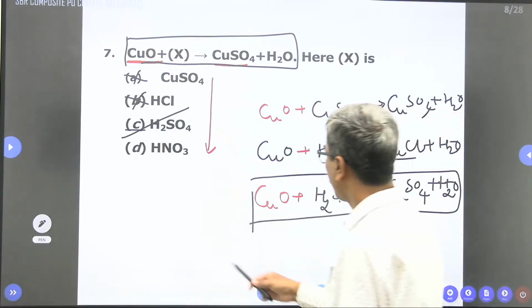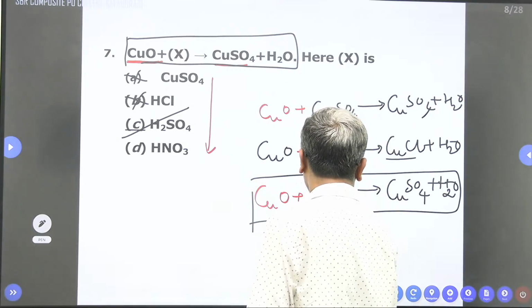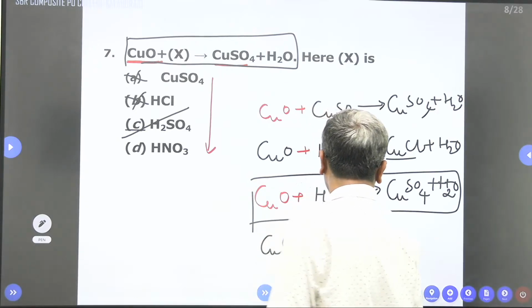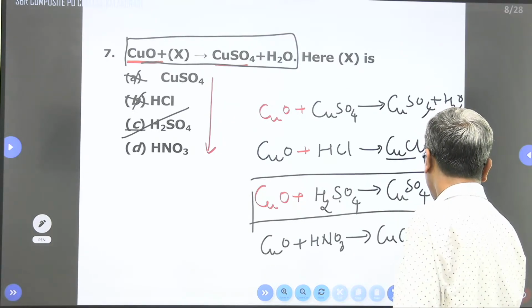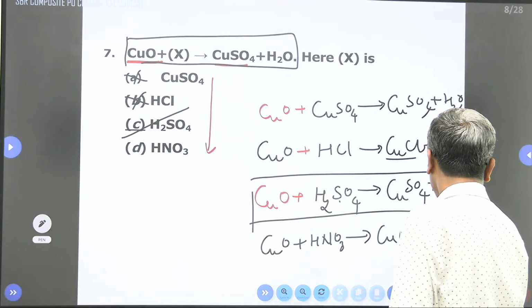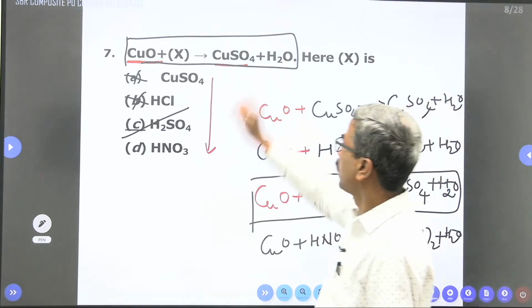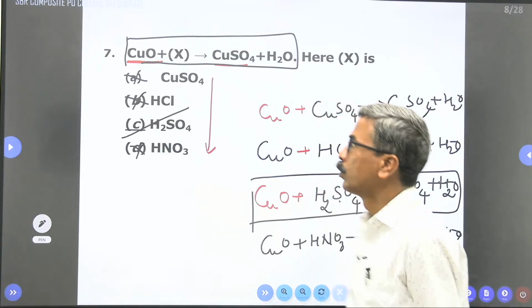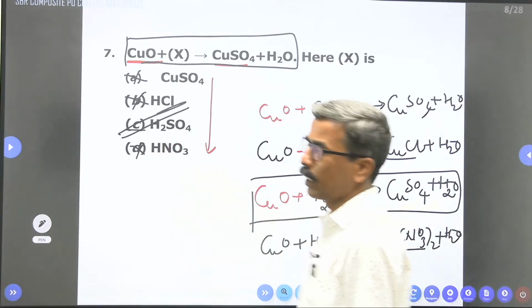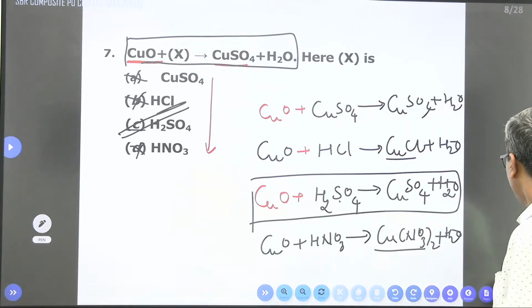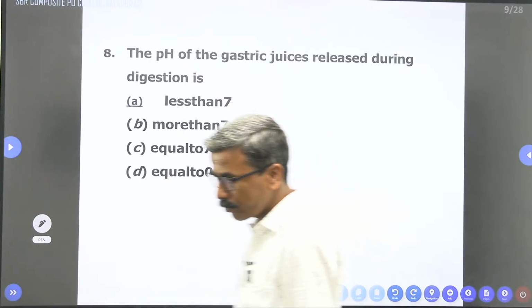Suppose if you want to write with nitric acid, CuO plus HNO3, you will get copper nitrate, Cu(NO3)2, plus H2O. So this is not there here. That's why this cannot be the answer. So based on that, for question number 7, C is the correct option. So moving to the next question, that is question number 8.